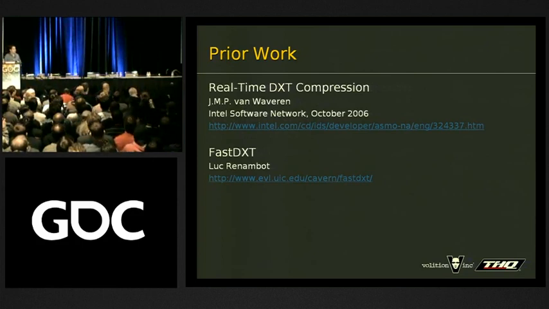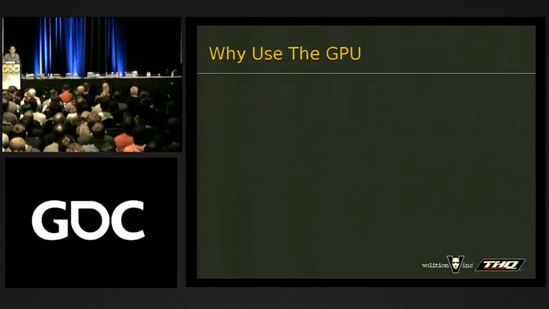I just want to cite some prior work before we start. A couple years ago, Intel and id published a paper, Real-Time DXT Compression, which is an excellent source of information. It focuses primarily on a CPU implementation of this, but this is the algorithm that my work is based on, as well as FastDXT, which is a very good implementation that you can download on the CPU and see what's going on.